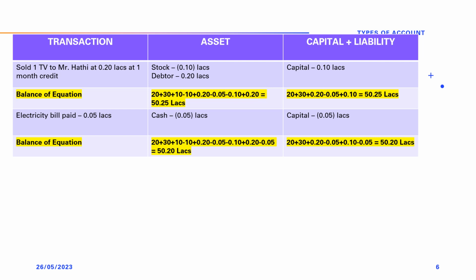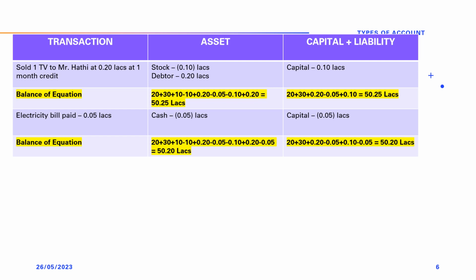Sixth thing was sale of TV to Mr. Hathi on 1 month credit. Over here, again asset is transformed from one form to another, that is stock to debtors. But the interesting thing is that stock is depleted with rupees 10,000 whereas receivable from Mr. Hathi is 20,000. If we record this transaction as it is, there will be a mismatch of 10,000 rupees.